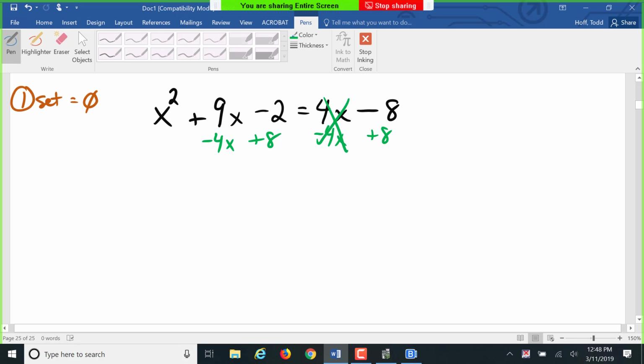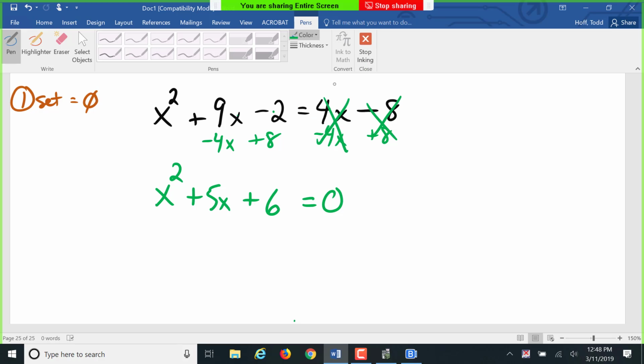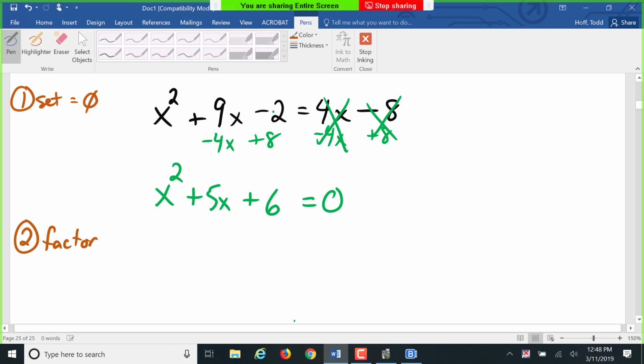That cancels that out. On this side, 9x minus 4x is a positive 5x. I added 8 to the negative 8, cancels that out. Negative 2 plus 8 is a positive 6. We have 0 on the right side. We still have the x squared here on the left side. Once we have it equal to 0, step 2 is to factor.